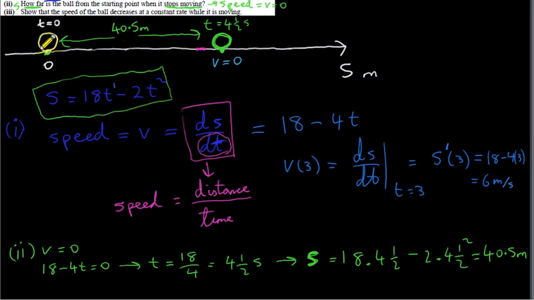Actually, what has been happening is the ball started here and it moved to the right, and its speed kept on decreasing, and then eventually stops. But it doesn't stay stopped, it actually starts moving to the left.